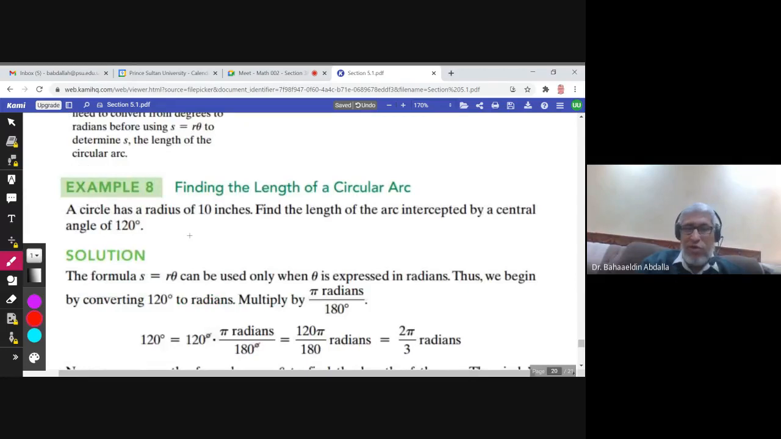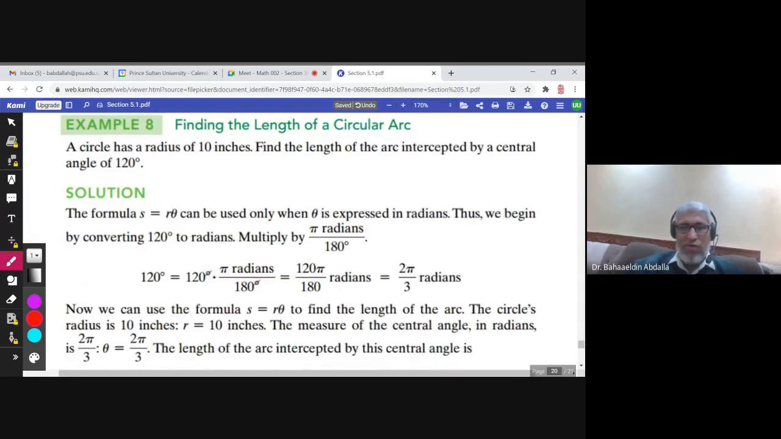Let us look at the solution of this example. A circle has a radius of 10. So R, which is the radius, is 10 inches. Find the length of the arc. So he's asking about S because S is the arc length intercepted by a central angle of 120 degrees. So the angle theta is 120 degrees. The relation between S, R and theta, we need to find S.